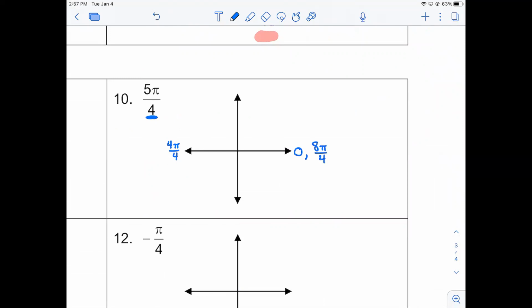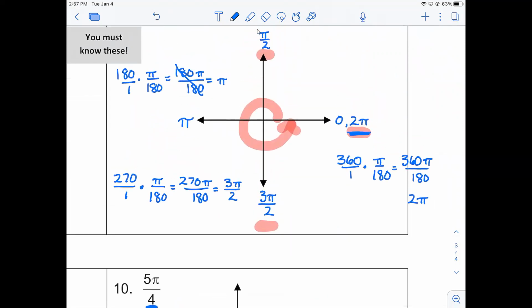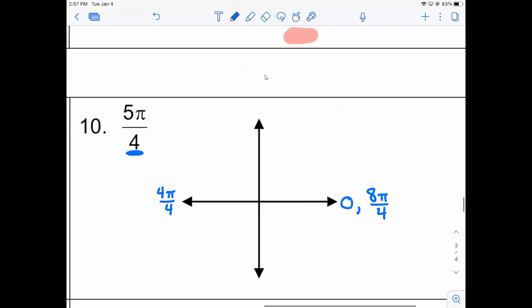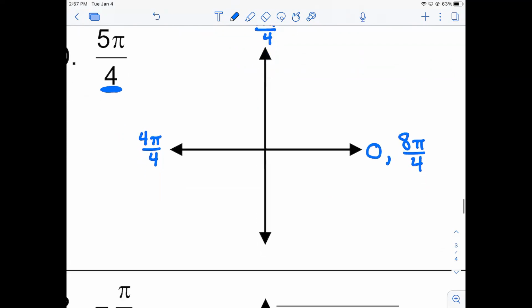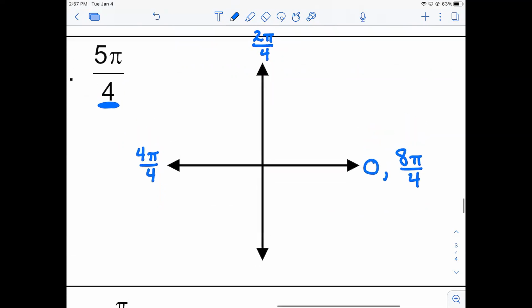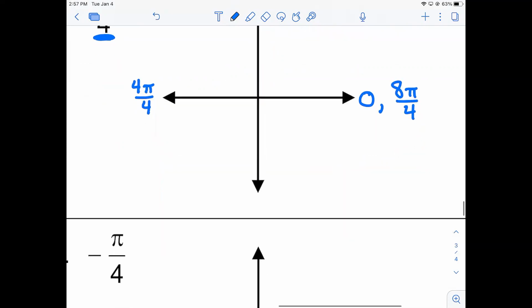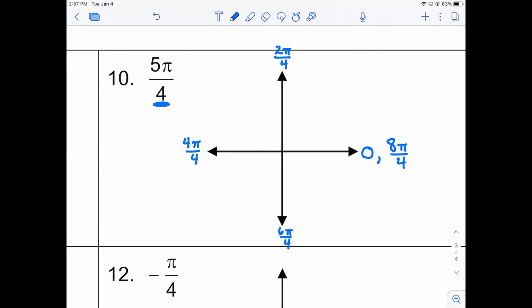Okay, and then the next one, I need half of a pie. Well, if my pie has 4 slices in it, half of it would be 2 pi over 4. Okay, and then this last one down here is going to be 3 halves. So I need 1/2 gives me 2, so 2 plus 2 plus 2 is going to be 6 pi over 4. So now I have my quadrantals, now I can graph my angle.